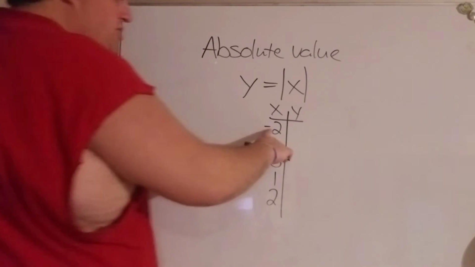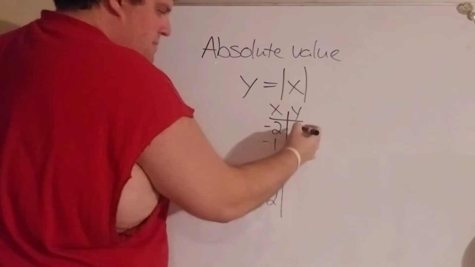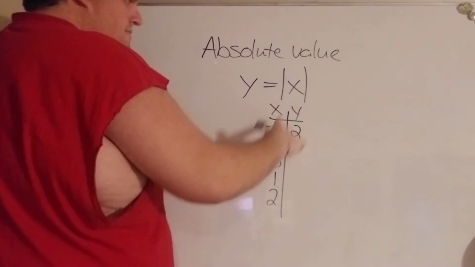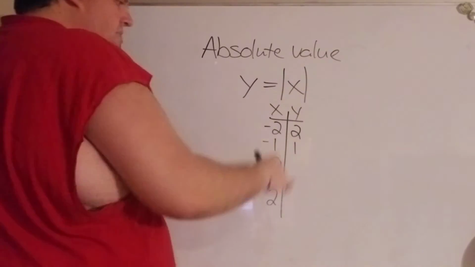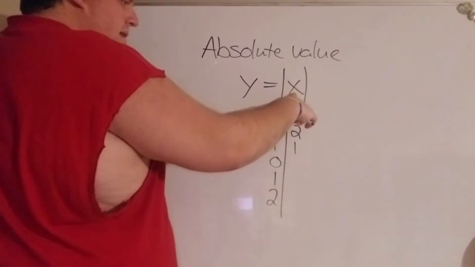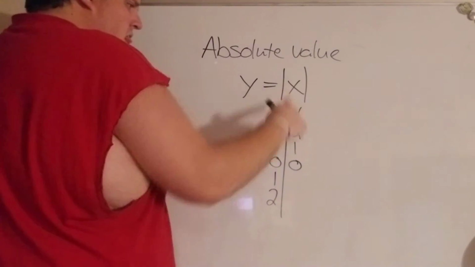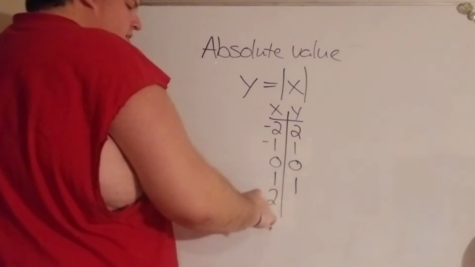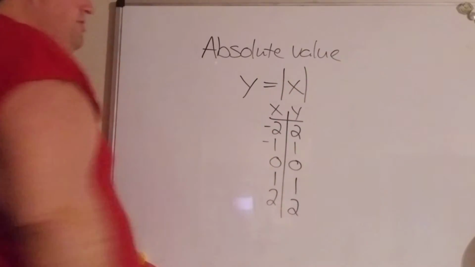So if I plug -2 in here, the absolute value of -2 is going to pop out +2. If I plug in -1, the absolute value of -1 is going to be +1. If I plug in 0, the absolute value of 0 is going to be 0. If I plug in 1, the absolute value of 1 is 1. And if I plug in 2, the absolute value of 2 is 2.